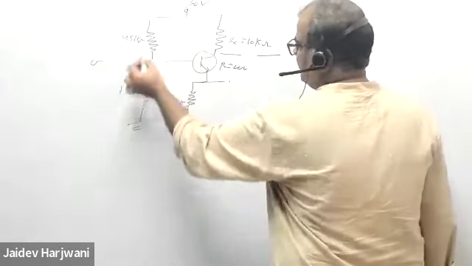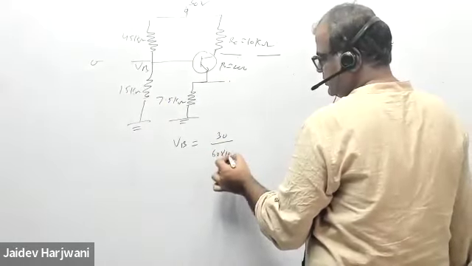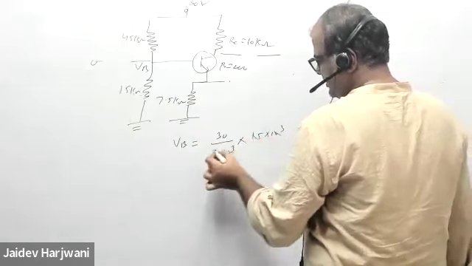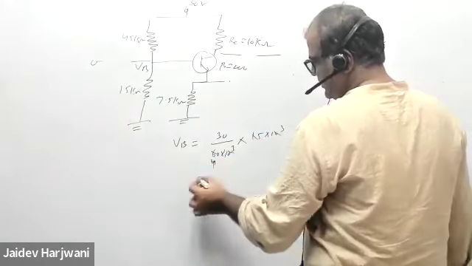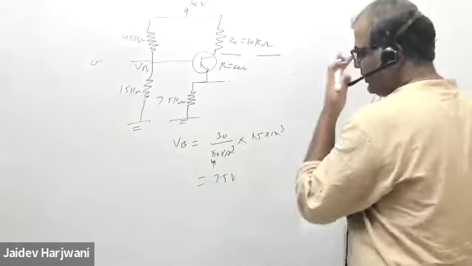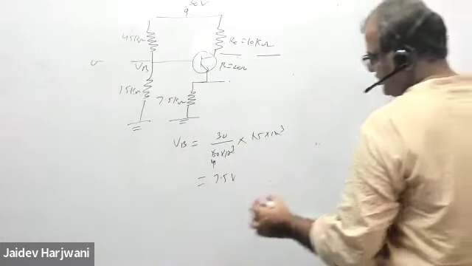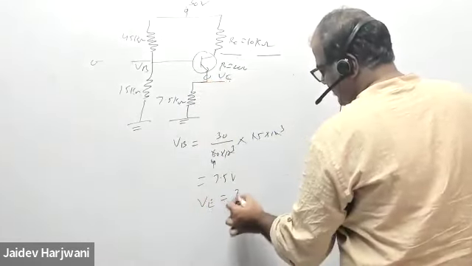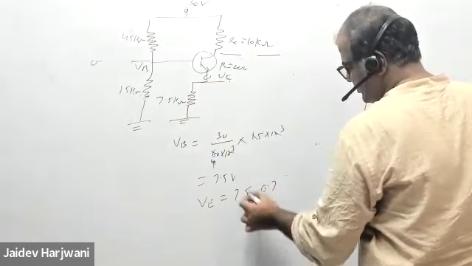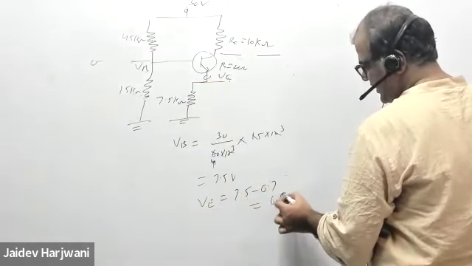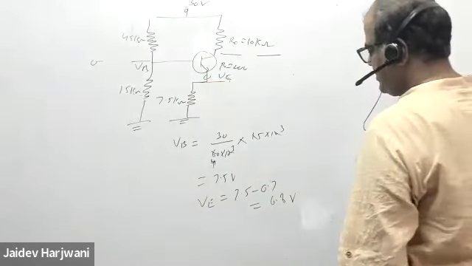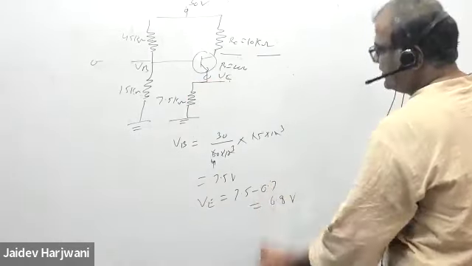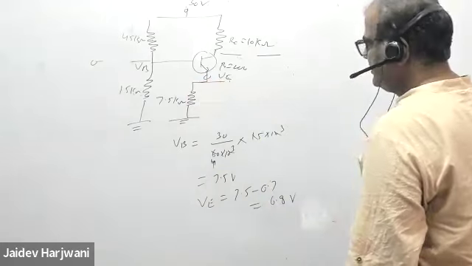So VB is how much? 30 upon 45 plus 15, 60 kilo ohm, into 15 kilo ohm. So this is 1, this is 4, and this comes out to 7.5 volt. And your VE here will be 7.5 minus 0.7 volt. That is how much? 6.8 volt. Now tell me what is the RE value?